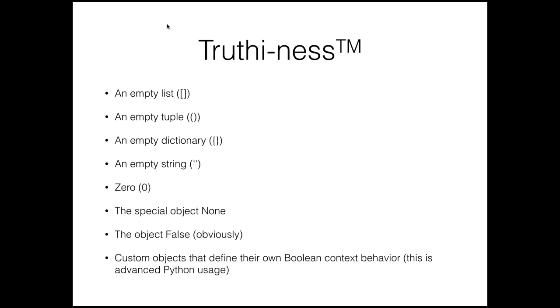all these things in this list over here will evaluate to false, like an empty list, an empty tuple, an empty dictionary, an empty string, the number 0, of course, the object None, the Boolean object False, obviously, and then also objects can define their own behavior for when they evaluate to false.